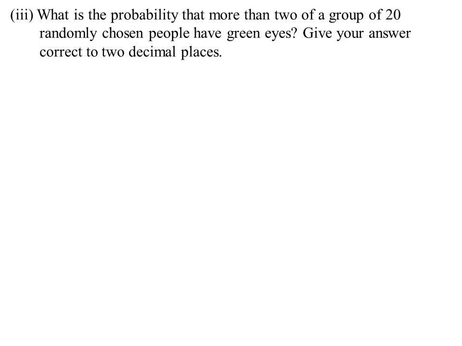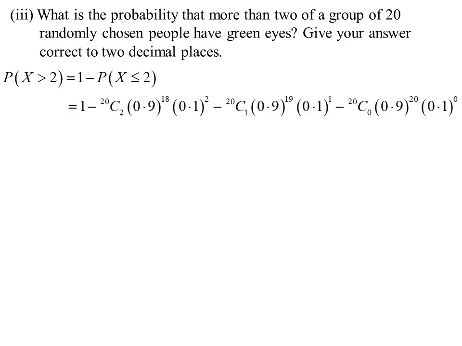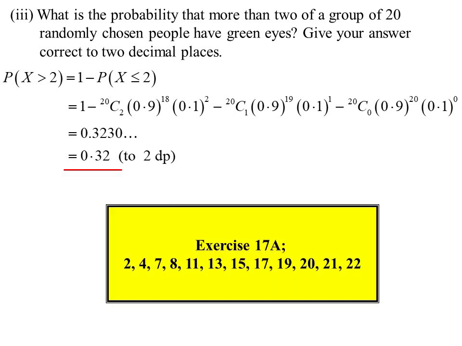What's the probability that more than 2? More than 2, let's work out the complementary event, going to be easier. 1 minus probability of X is less than or equal to 2. Got to work out those 3 individual ones. Subtract from 1, 0.32. Okay, so that's binomial probability and Bernoulli distributions.